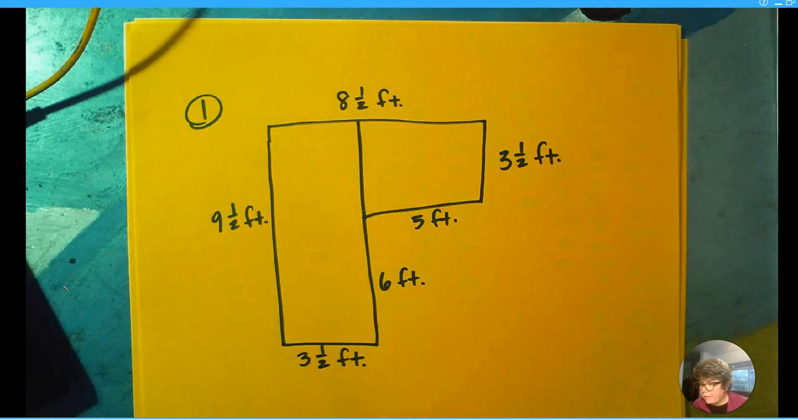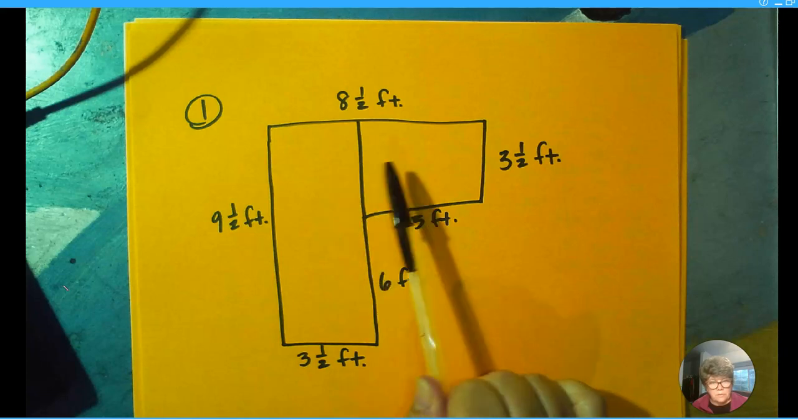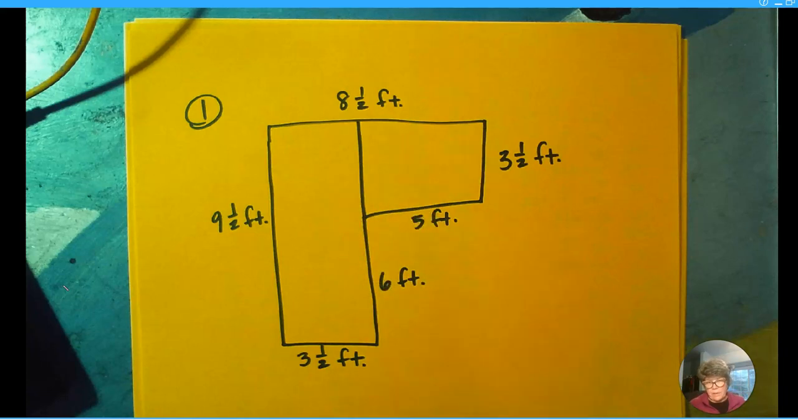Okay, and we have the measurements of the garden here. We just didn't have it on the other one, right? And, sorry, my dogs are bothering each other. You can see that I already have it broken apart into 2 pieces. So, something to think about, right? Something else to think about is, how do you want to solve it? How do you want to find the area of this?